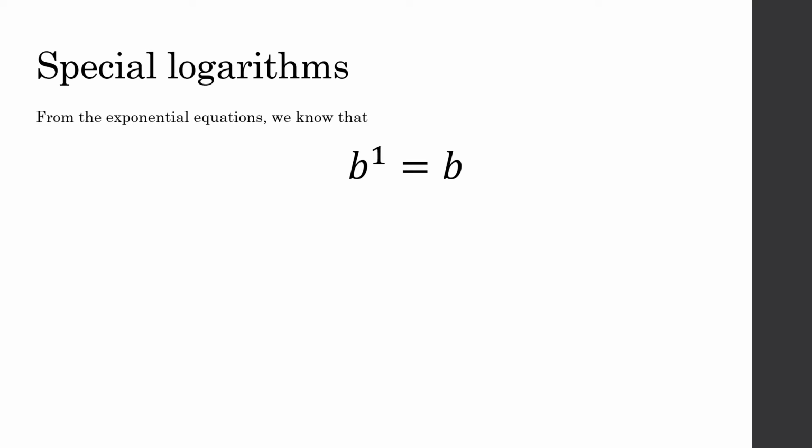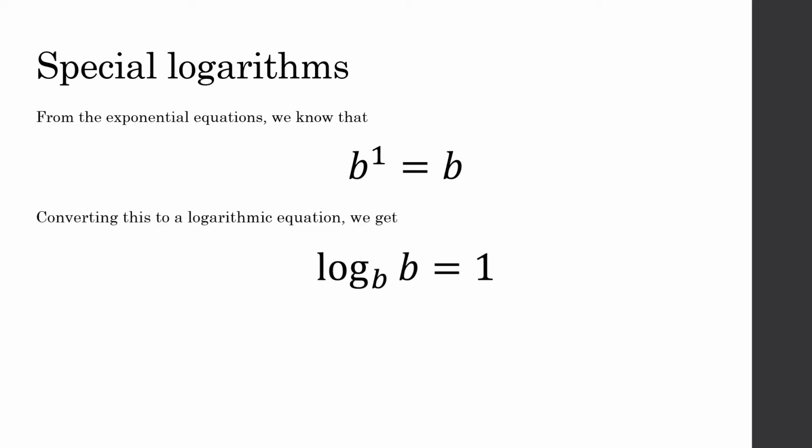From the exponential equations, we know that b raised to 1 is equal to b. Now, converting this to a logarithmic equation, we get log base b of b is equal to 1. Remember how we convert an exponential equation to a logarithmic equation? That is, we write log of the base b of the number that will produce this number is equal to 1. So log base b of b is equal to 1.